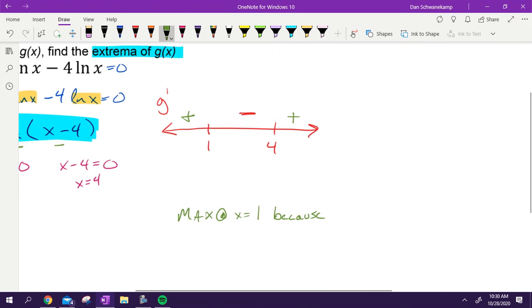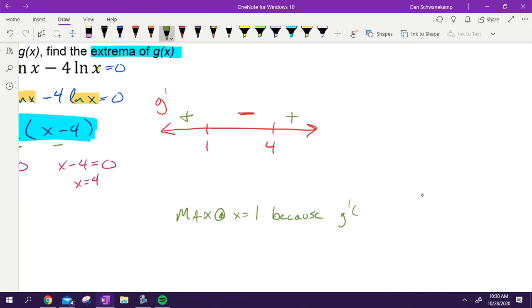Max at x is equal to 1 because g prime of x does what, Jesse? Changes from positive to negative. That is my justification, and we're going to do that more here in the future. But if I wanted to justify, how do I know that's a maximum? It's because the derivative changes from positive to negative. The derivative means the slope, so it's changing from positive slope to negative slope. Yeah, that's definitely a max.